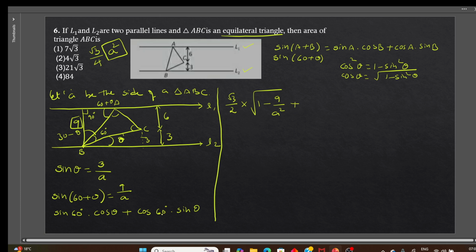Plus, what is cos 60 degrees? Cos 60 degree value is 1 by 2 into sin theta. Sin theta value is root 3 by a. It is equal to 9 by 8. So now observe here, root 3 by 2, applying cross multiplication we get a square by 9 by 8.